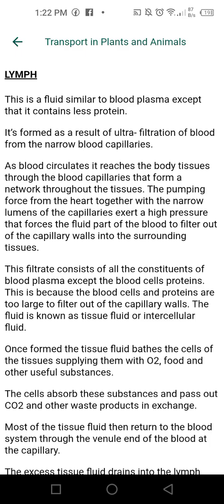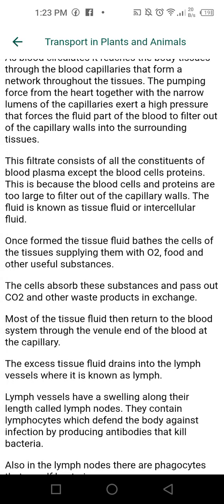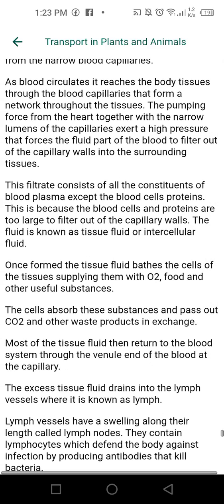This filtrate consists of all the constituents of blood plasma except the blood cells and proteins. This is because the blood cells and proteins are too large to filter out of the capillary walls. The fluid is known as tissue fluid or intercellular fluid. Once formed, the tissue fluid bathes the cells of the tissues, supplying them with O2, food and other useful substances. The cells absorb these substances and pass out CO2 and other waste products in exchange. Most of the tissue fluid then returns to the blood system through the venule end of the blood capillary. The excess tissue fluid drains into the lymph vessels where it is known as lymph.